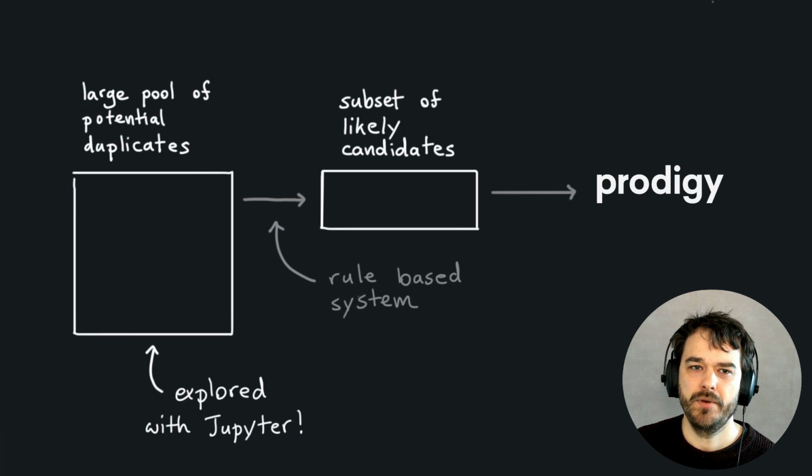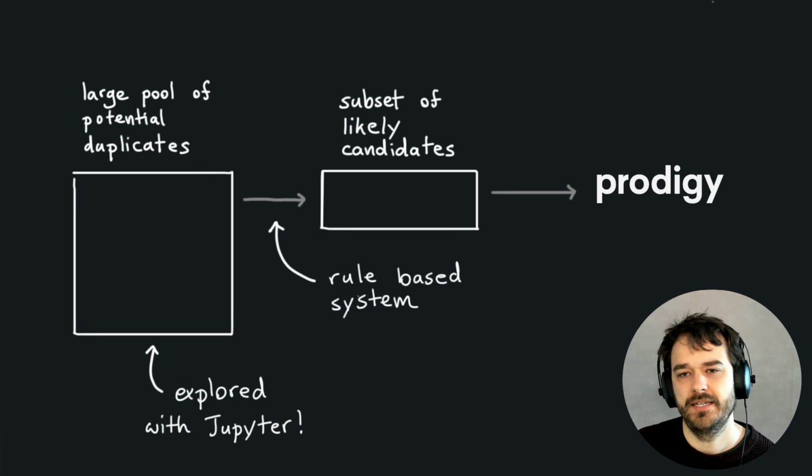Secondly, we are currently using a rule-based system provided by the record linkage library to find potential duplicate candidates. And looking back, I think this was a great starting point. It gave us a system that was very easy to understand, and it gave reasonable results very quickly.